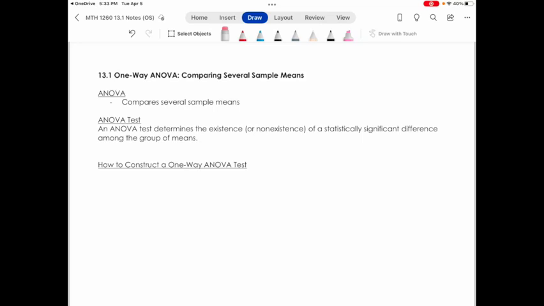In this lesson, we're going to talk about a method called ANOVA. ANOVA is a way to compare several means at once. So if you have more than two means, then rather than run a 2-sample z-test or a 2-sample t-test multiple times to compare each possible pairing of the means, we can run an ANOVA test and do it all at once.